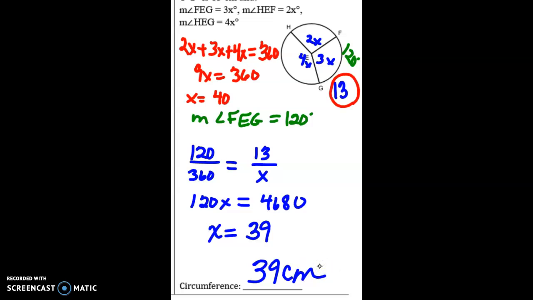So we're kind of working backwards here, trying to find a little bit of a different thing. We're actually finding the circumference. That's a great problem.